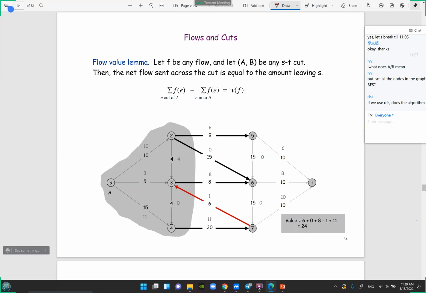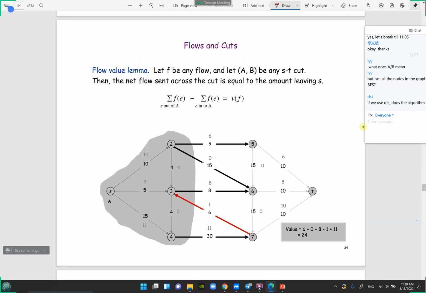Okay, as another example, if you set this to be your A, right? So the gray region is A here. Now how much flow is coming out of S? Well, again, it's going to be the sum of 10, 3, and 11, so that's 24.